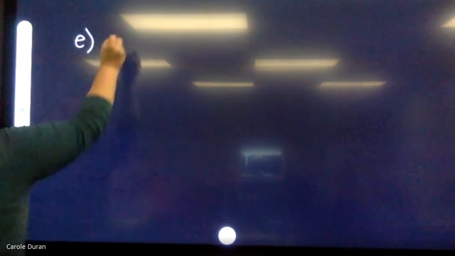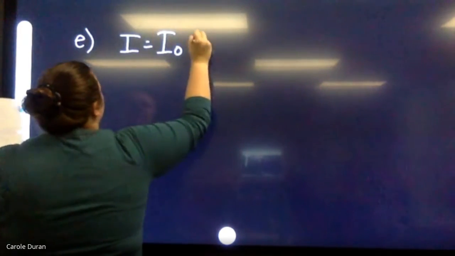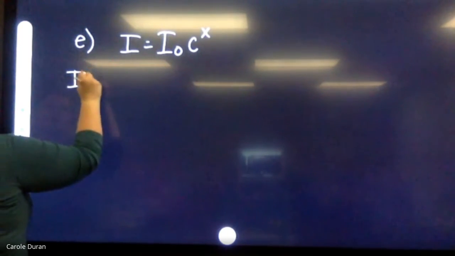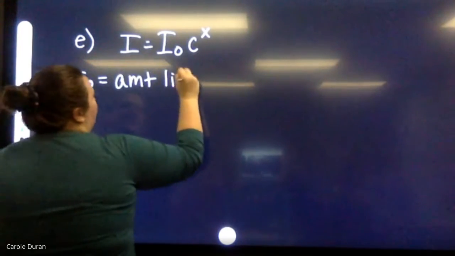Okay, so it says the Beer-Lambert law states that the amount of light, I, that penetrates to a depth of x meters in an ocean is given by the equation I equals I naught times c to the x power, where C is between 0 and 1. So it's a positive base that's less than 1 but greater than 0. And I naught, which is the I-naught right there, is the amount of light at the surface. So I'm just going to identify that information. So I naught is the amount of light at the surface.